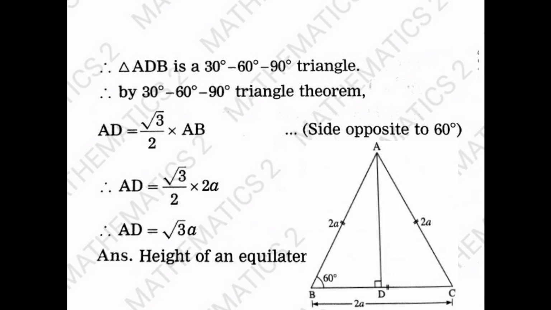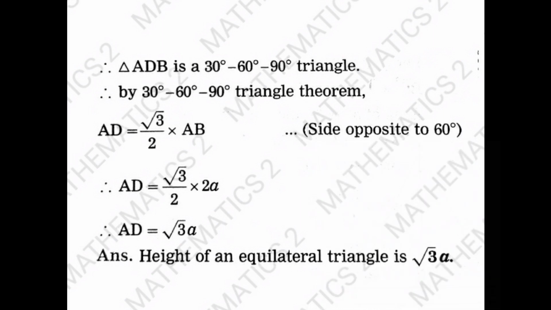So using the 30-60-90 degree triangle theorem, AD is the side opposite to 60 degrees. And we know that the side opposite to 60 degrees is root 3 upon 2 times the hypotenuse. Therefore, AD is equal to root 3 upon 2 into 2a. So 2 will get cancelled and I will get AD is equal to root 3 into a. And therefore, the height of an equilateral triangle is root 3 into a units.